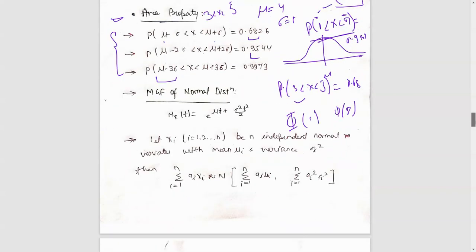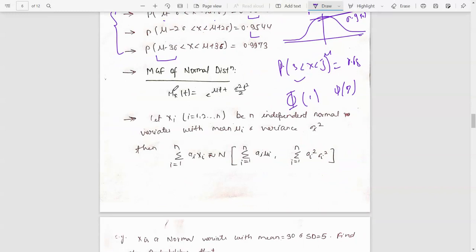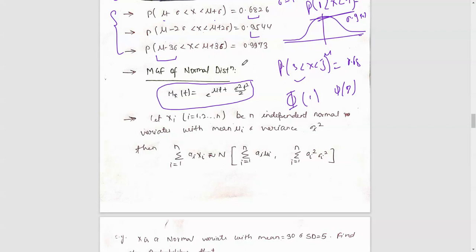So the next thing is the moment generating function. The moment generating function of the normal distribution is given by e to the power mu t plus sigma square t square by 2. So if you see somewhere that a particular distribution has a moment generating function like this, you can be 100% sure that it is a normal distribution, and it has mean mu and variance sigma square. Okay, so this particular thing is clear. So this is the MGF of the normal distribution.